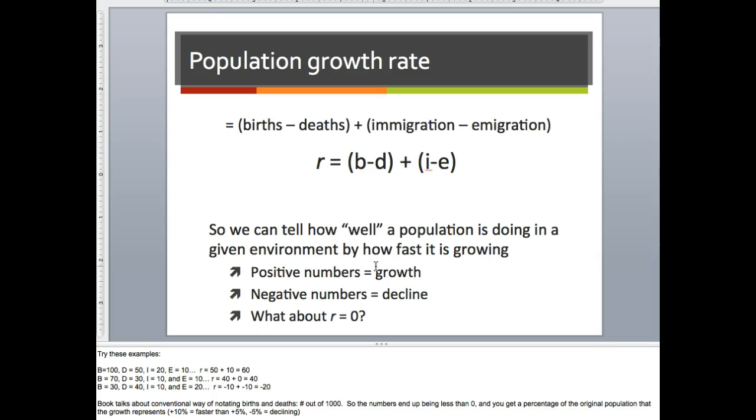And you can find these, if it's blurry on this video, you can go into the PowerPoint that's attached to this week's learning module and actually look at the notes that way. So it's a good idea to go in and think about how to calculate that rate of R. Your book also talks about the conventional way of notating births and deaths in a population is the number out of 1,000. So then you end up getting fractions, and you get a percentage of the original population that growth represents. So if you have plus 10% growth, obviously your population is increasing faster than 5% growth, and if you have a negative 5%, then the population is declining.